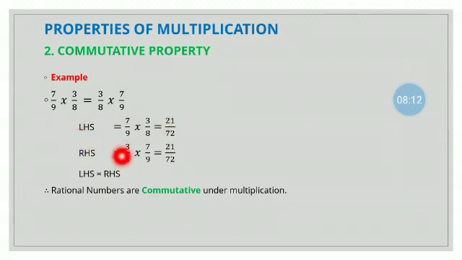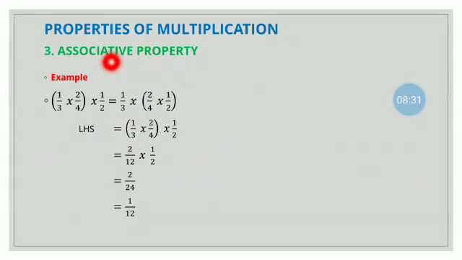RHS, 3 upon 8 into 7 upon 9. So 3 into 7, that is 21, 8 into 9, that is 72. So I got the same answer. Yes. Therefore LHS equals RHS. Rational numbers are commutative under multiplication.